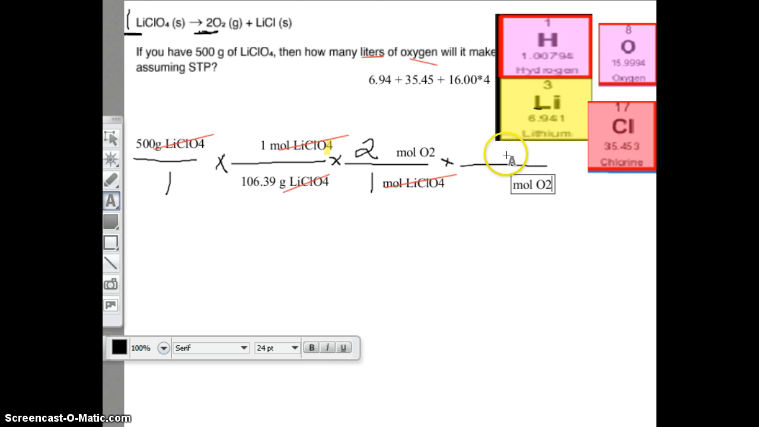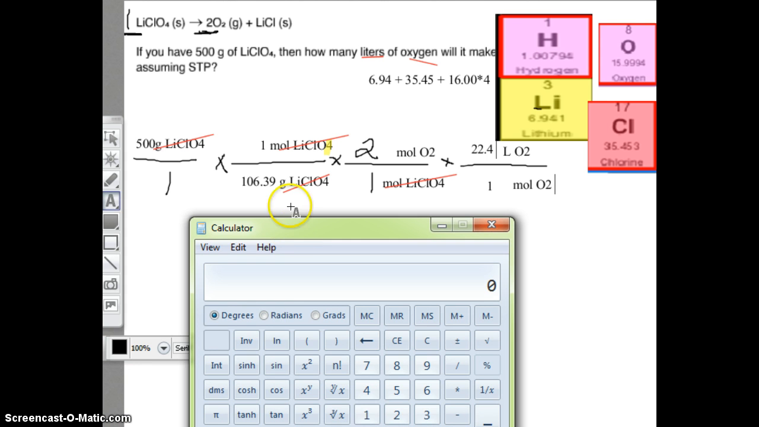And what am I trying to get? I'm trying to get liters of O2. And it's at STP. So do you remember what that number is? For every one mole, I have how many liters of any gas? 22.4. So at that point, you can get out your calculator again. All right, so I put in everything that's across the top. So 500 times 1 times 2 times 22.4 divided by what's on the bottom, 106.39.